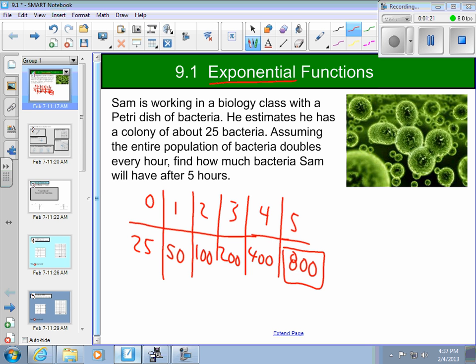And that is the answer for this one. That's how many it would be if it keeps doubling. This is an example where something doubles. This is an example of growing exponentially.